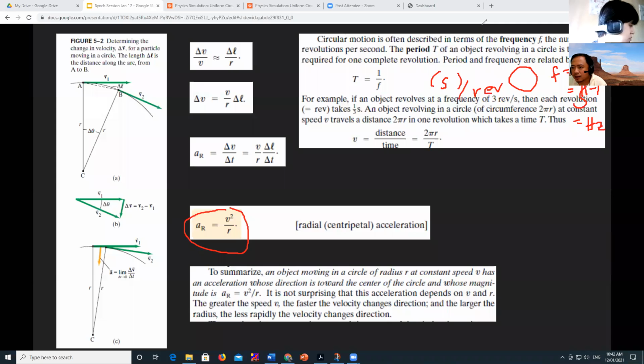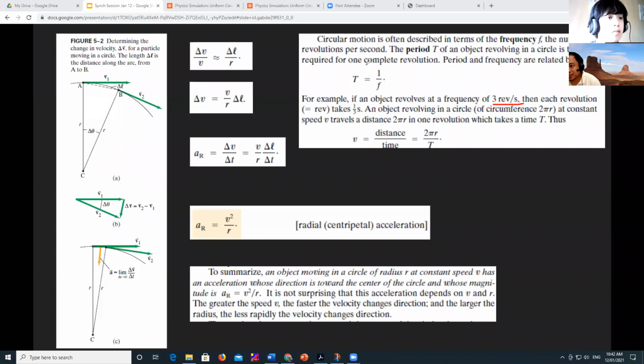Here, for example, an object revolves at a frequency of 3 revolutions per second. Then each revolution takes 1/3 of a second. So they are just reciprocal to each other. This one has a unit of seconds, and the other has a unit of 1 over seconds, or s to the power negative 1.